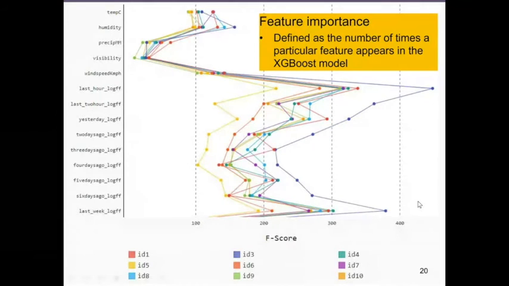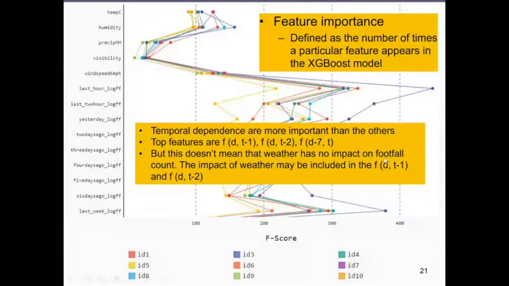Briefly, we can see that the temporal dependence features are more important than the other features. The important features are the footfall in the previous 2 hours and the footfall a week ago. But this doesn't mean that the weather features are not important, because the impact of the weather may be included in the footfall of the previous 2 hours.